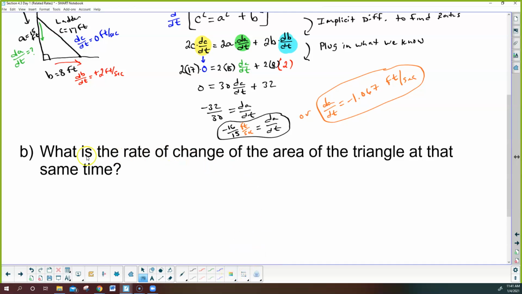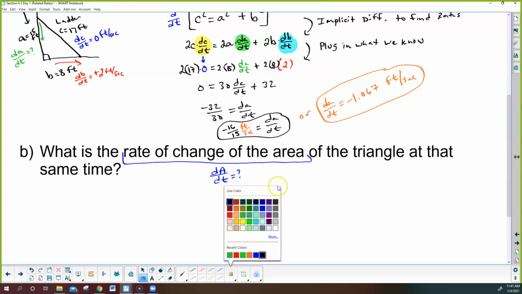Let's think about what we know. So at the same time refers to all of this information that we just discovered is accurate and true. But what they're looking for, what is the rate of the area? Okay, so they're asking me, what is, and I use a capital A here, dA/dt. I want to find the change in the area with the change of time.